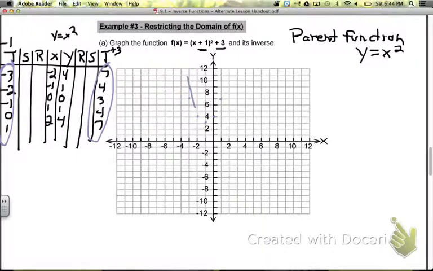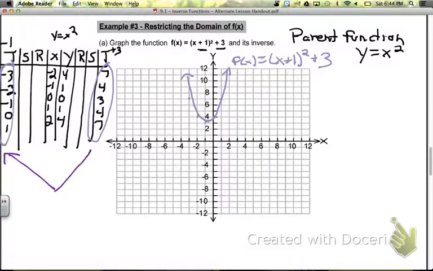And then we can just connect those points and make sure that we label our graph. So f of x equals (x plus 1) squared plus 3. So the next thing that we need to do is we need to actually go ahead and graph our inverse.